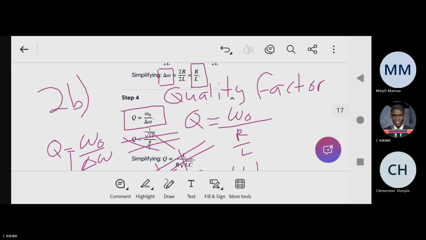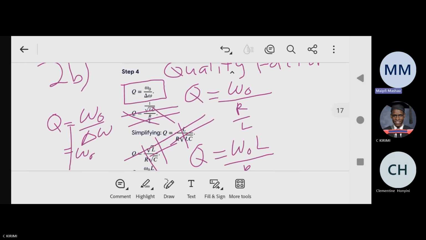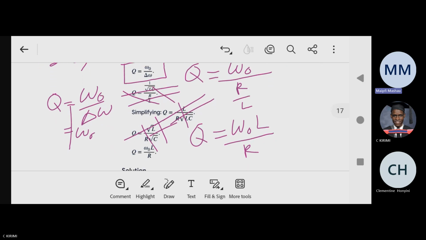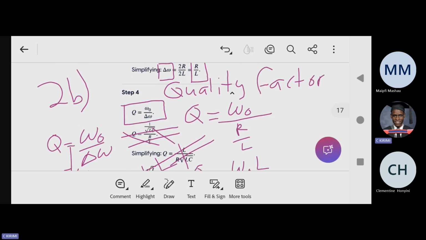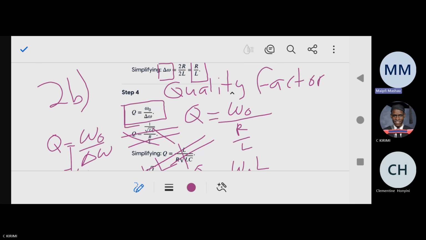That's all. So for the final answer, is it okay if I just write Q is W naught over change in omega? For the final answer, we are starting here, the step. This is the first step. From here, you go to the next step where you are replacing the change in omega.